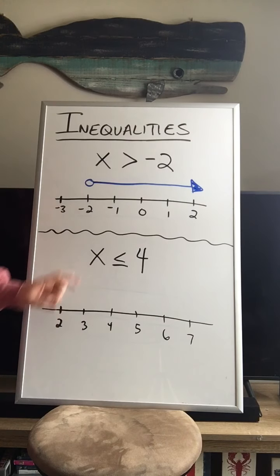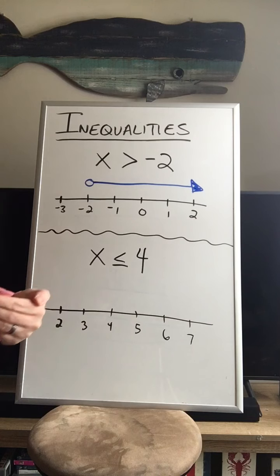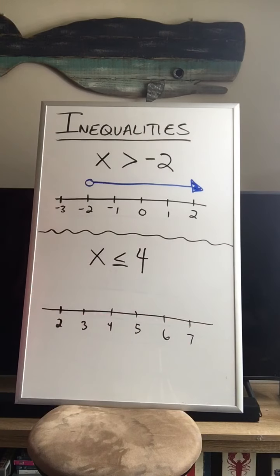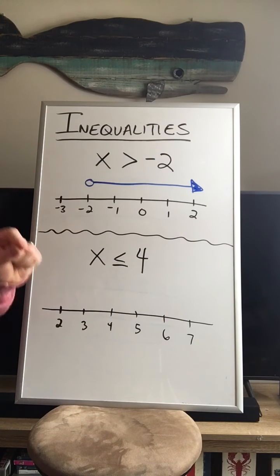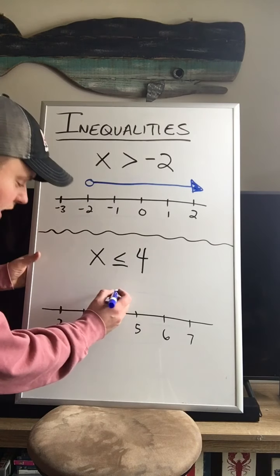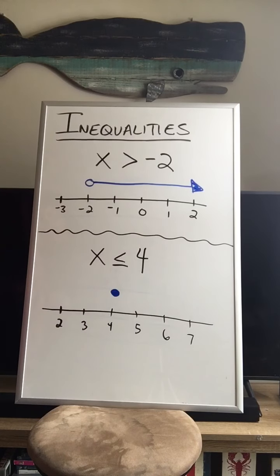Now down here, we have x is less than or equal to 4. So we want to show all the numbers that are less than or equal to 4. So again, I drew out a number line. I made sure 4 was on it. And now I'm going to put a dot on 4. But since there is an equal sign underneath the inequality symbol, the dot that I put on 4 is going to be colored in. So a colored in dot on 4.